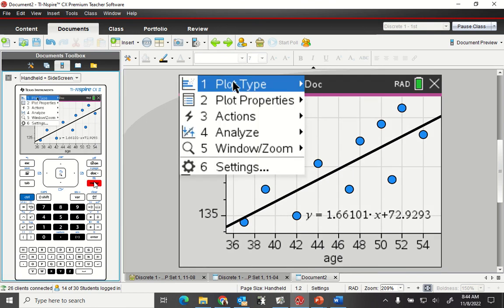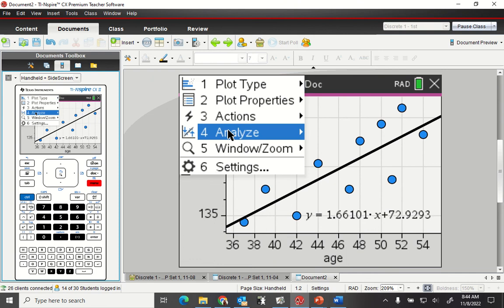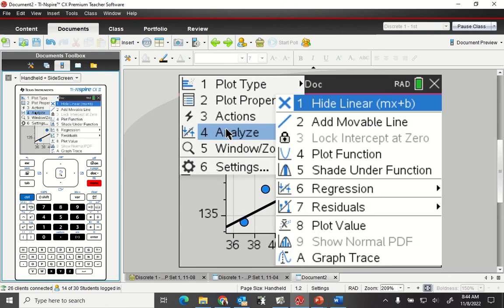Menu. I want to analyze graph again because I'm looking for age of 60, right? Analyze. And I want graph trace. Again, there is a lot of step-by-step here, so I'm trying to give you time to write this down as you're going. So analyze graph, graph trace. So we're tracing the graph now.